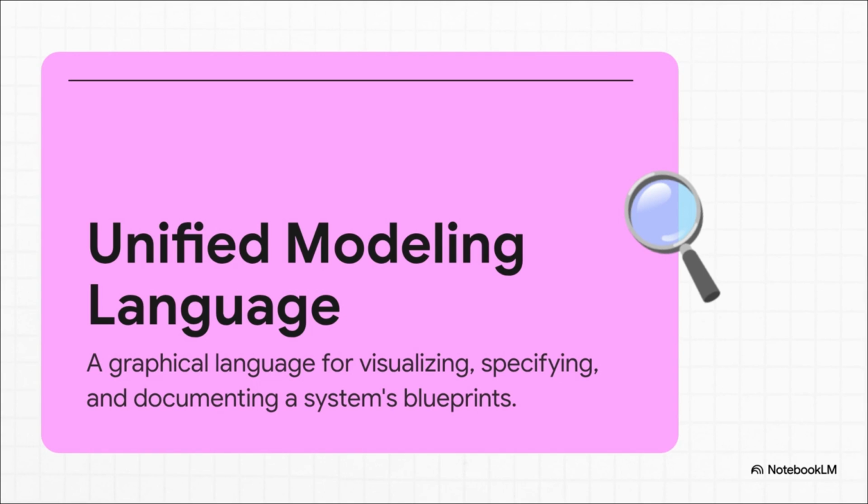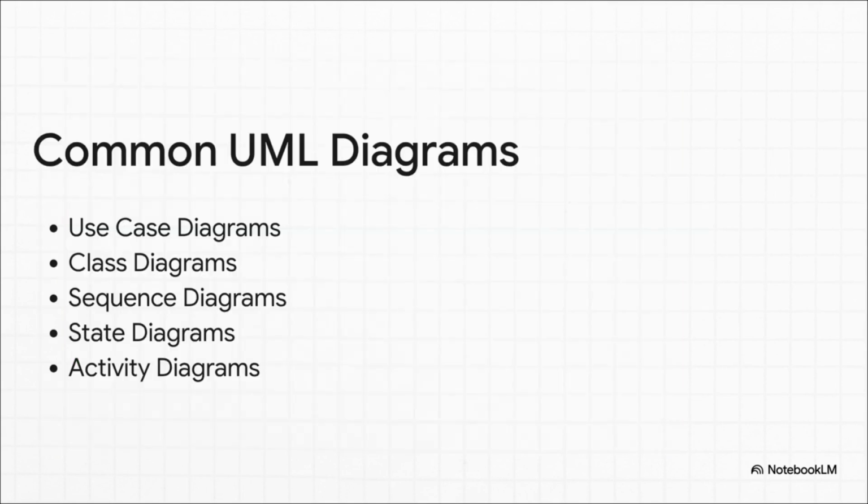It gives everyone a standard set of symbols and diagrams so that any software engineer on any team anywhere in the world can look at a design and know exactly what it means. Okay, so what do these blueprints actually look like? I'm guessing there are different kinds of diagrams for different jobs?